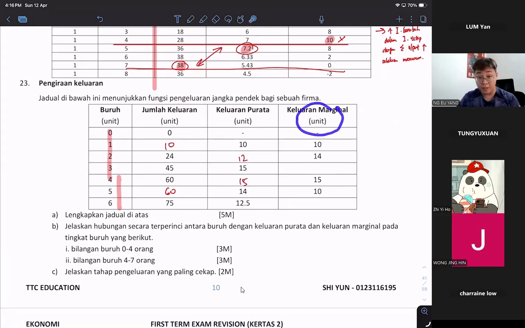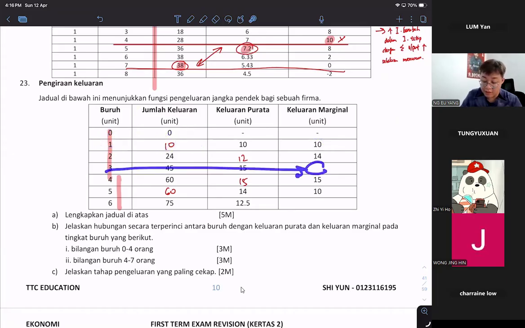So what is the formula for keluaran marginal? We are trying to find the differences of jumlah keluaran divided by differences of input perubahan. So that's why 10 minus 0, 10. Divided by 1 minus 0, 1. So 10 divided by 1, answer is still 10.